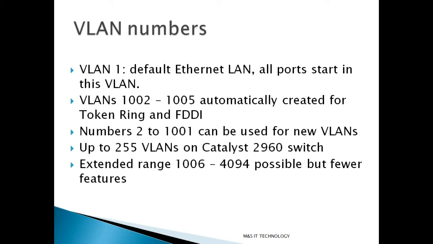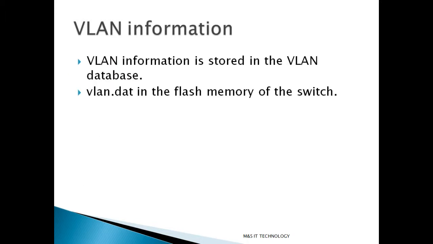VLAN numbers. VLAN 1 is the default Ethernet LAN. All ports start in this VLAN. VLANs 1002 to 1005 are automatically created for Token Ring and FDDI. Numbers 2 to 1001 can be used for new VLANs. Up to 255 VLANs are supported on the 2960 switch. Extended range is also there, from 1006 to 4094, but with fewer features. VLAN information is stored in the VLAN database, VLAN.dat, in the flash memory of the switch.